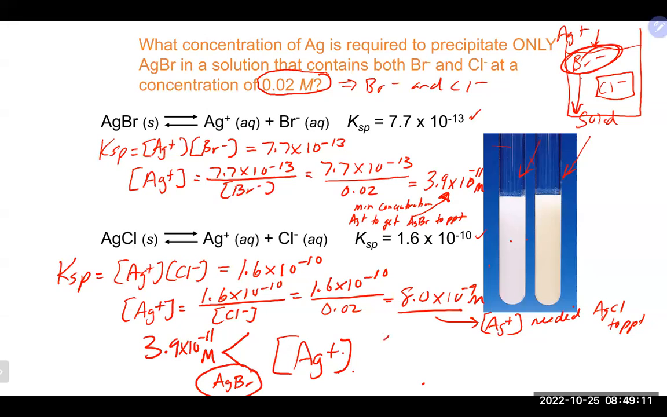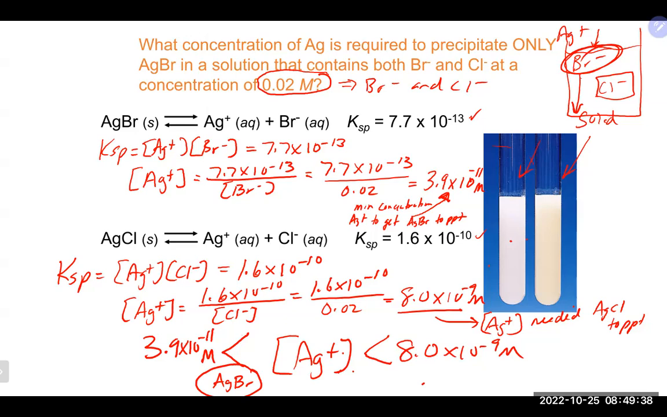I need to keep the silver below 8 times 10 to the minus 9 molar. So as long as I keep it below that number, any white solid that I see come out, I could be very confident should be silver bromide. You would keep adding the silver until you do not see any more white solid come out, and that would tell you that you have probably precipitated out almost all of the silver bromide.